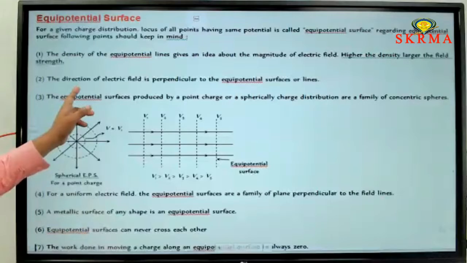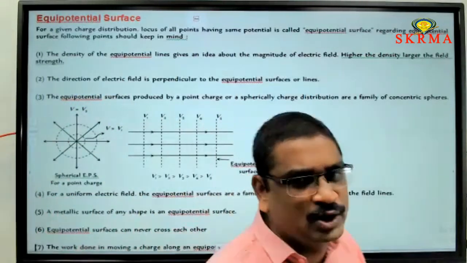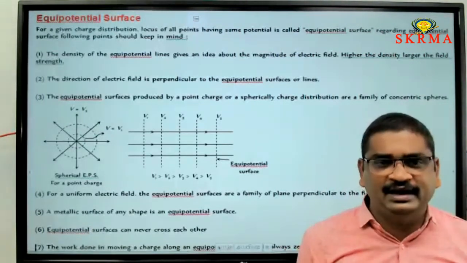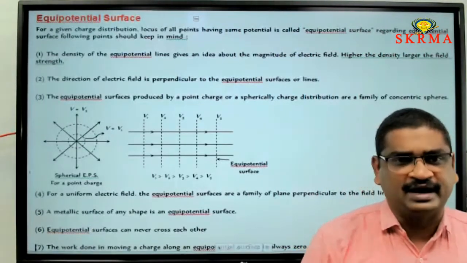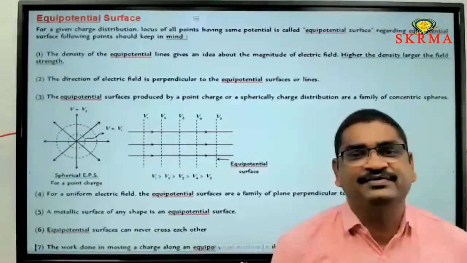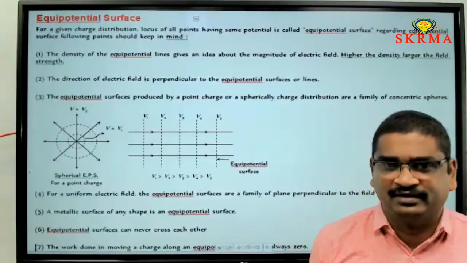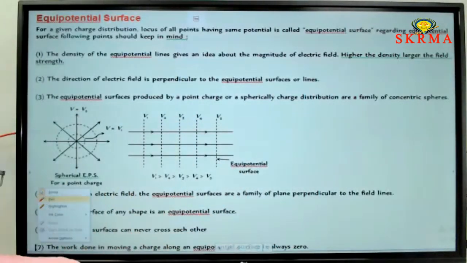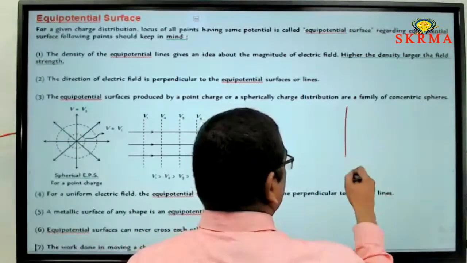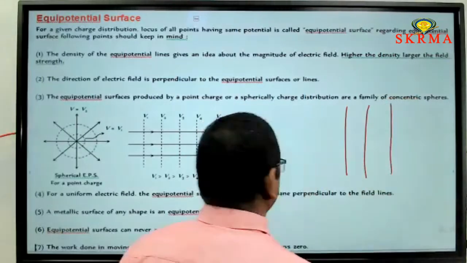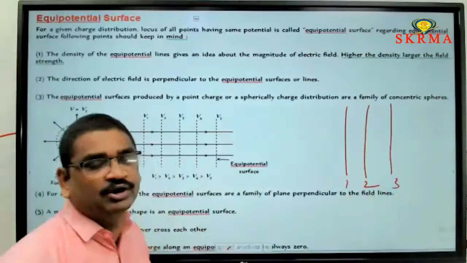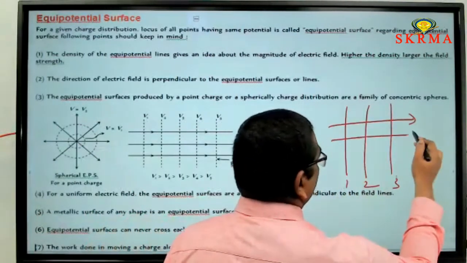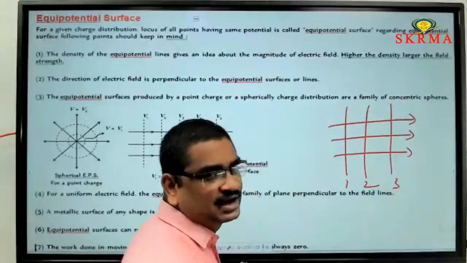Next, the direction of the electric field is always perpendicular to the equipotential surface. How do you finalize the direction of the electric field from an equipotential surface? The direction of the field is always perpendicular to it. For example, assume that these are equipotential surfaces 1, 2, 3. Can you identify the direction of the field? That should be perpendicular, towards the right like this.